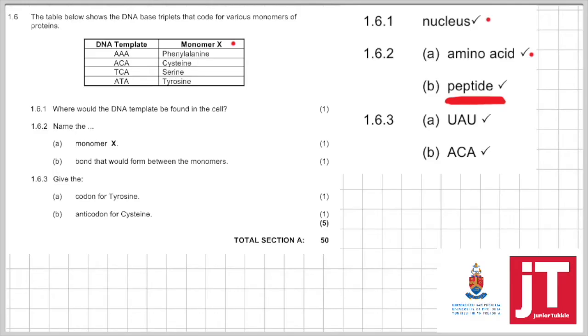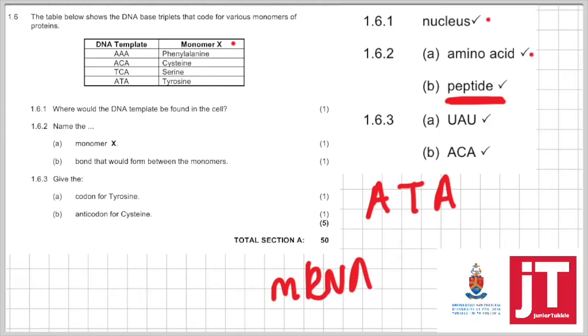Then they ask you, give the codon for tyrosine. So it'll be ATA is tyrosine. They ask for the codon, which is the mRNA, so it'll be UAU. Okay, right. So that's how we work it out.